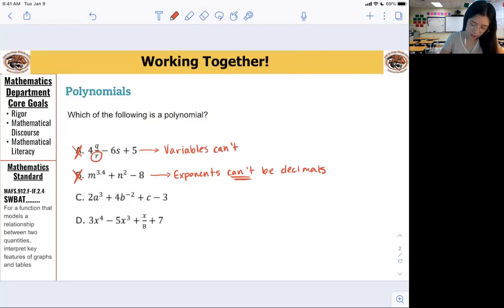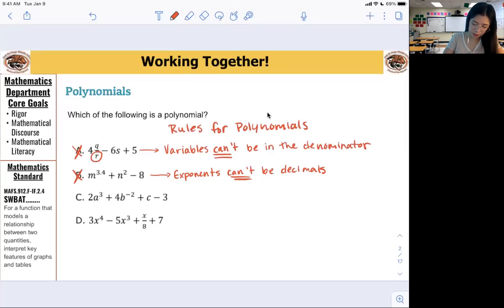Down in the bottom. So variables can't be in the denominator. These are the rules for polynomials. Variables can't be in the denominator. Exponents can't be decimals. And there's one more that's wrong. So look carefully between C and D. See if you notice something fishy.